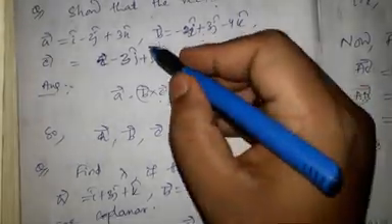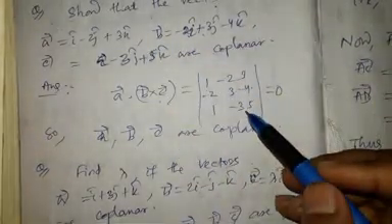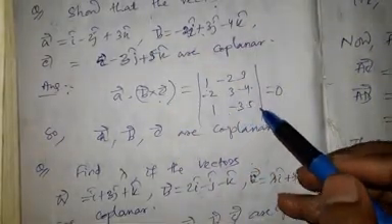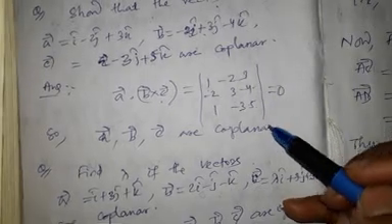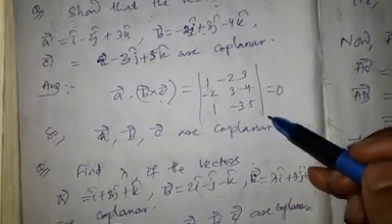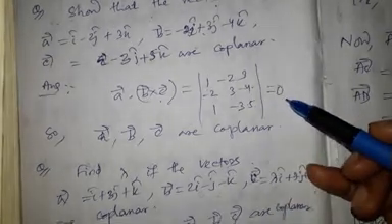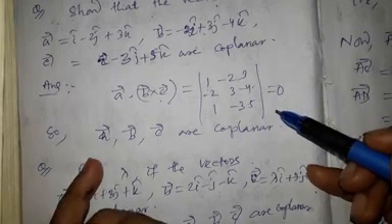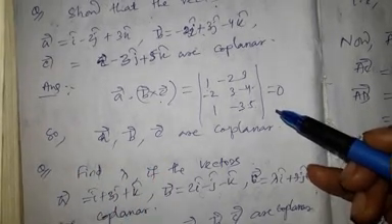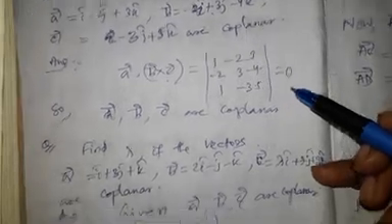Minus 3, this is equal to 5. This is equal to minus 3, this is equal to 5. The determinant is equal to 0. If you find that the determinant value comes to 0, that's why the vectors A, B, C are coplanar.